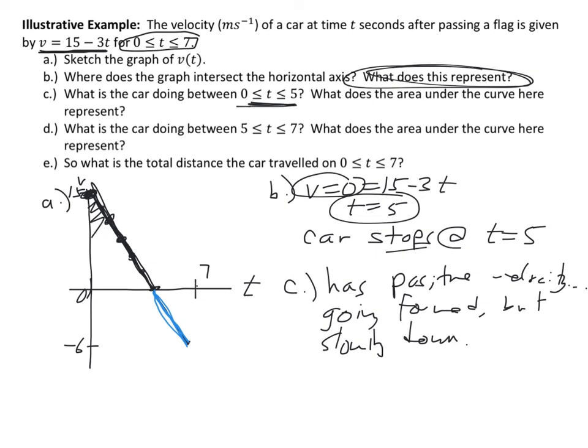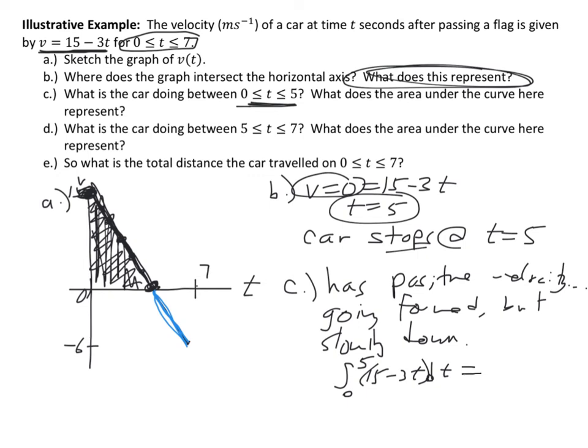What would the area under this curve represent? What would the integral from 0 to 5 of 15 minus 3t dt represent? Wouldn't that represent the change in displacement from here to here? But if the car's going forward the whole time, that thing would represent the distance that the car went. Because this is all positive, we don't have to worry about what if the car turned around and went backward. Spoiler, the car doesn't go backward till we're over here. This is all forward movement, right?